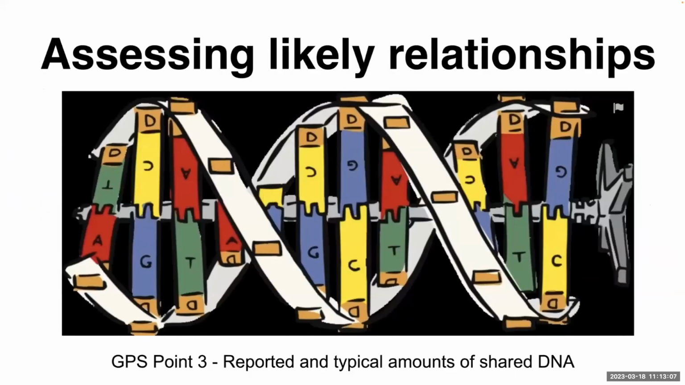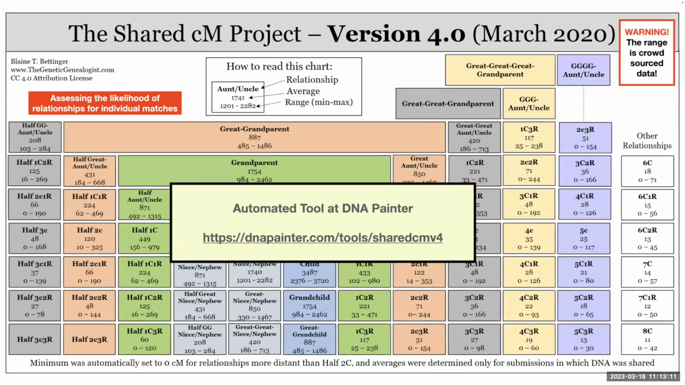So in terms of assessing likely relationships, we have the Shared Centimorgan Project, but I like to look at this for the averages, just to see where people should fit.